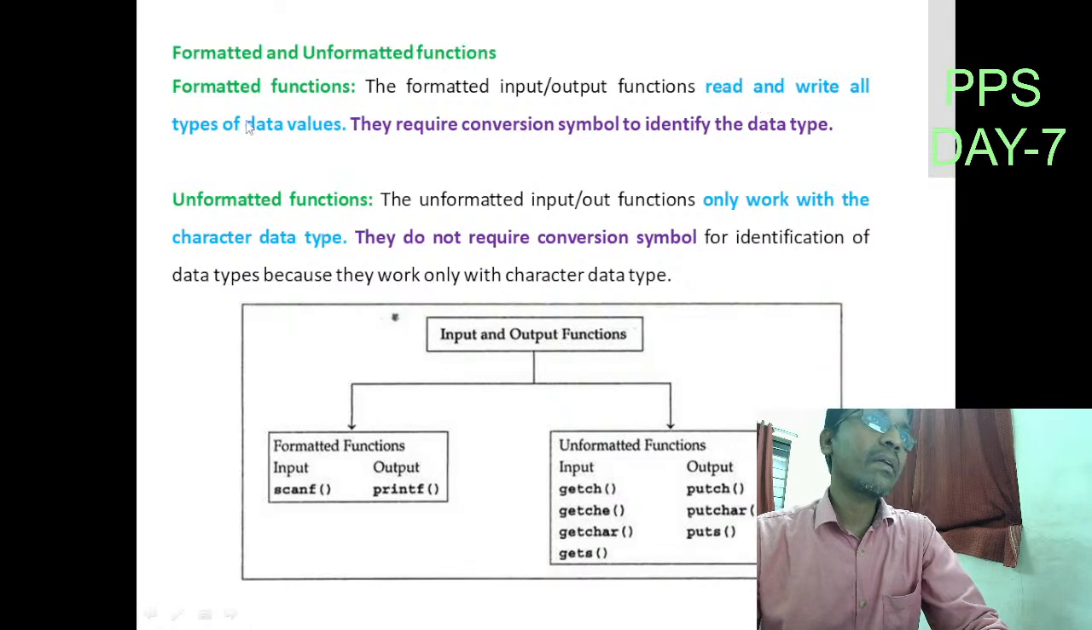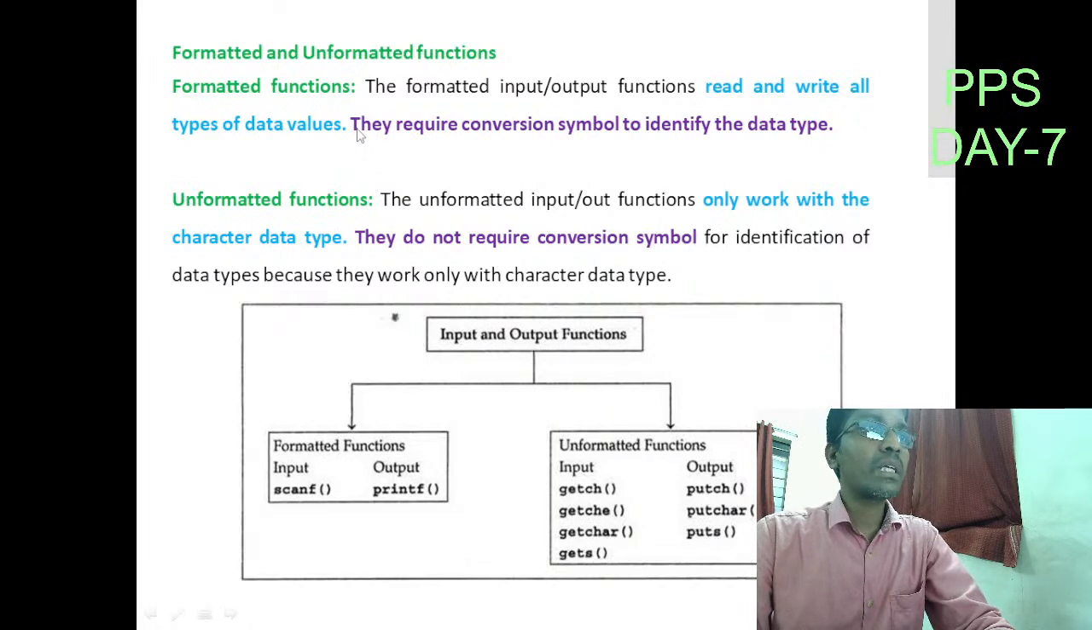So the formatted functions read and write all types of data values. That means they can read and write integer data, float data, character data, or string data. And to read and write all these types of data, they require conversion symbols for identifying the different data types.